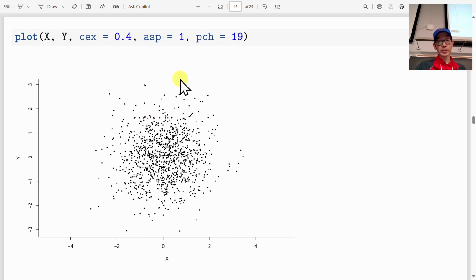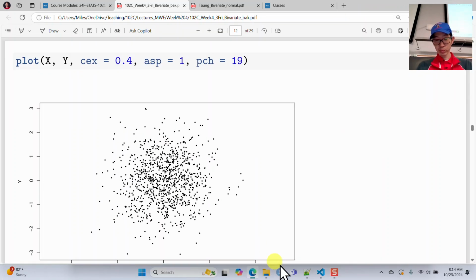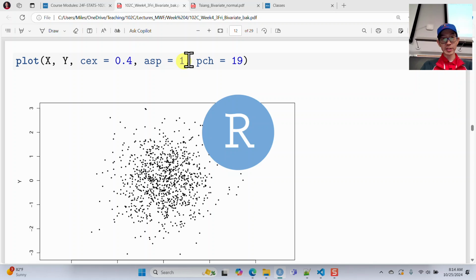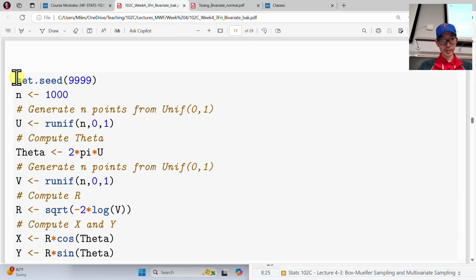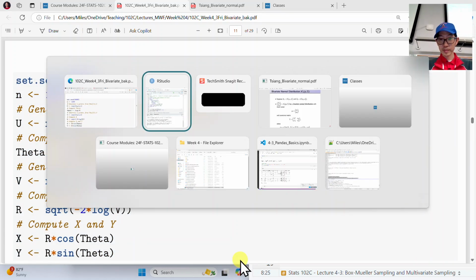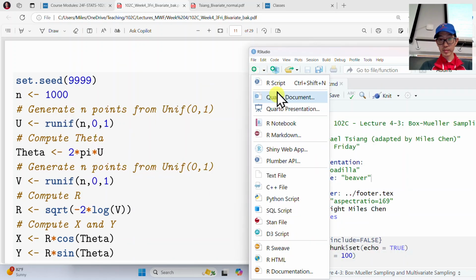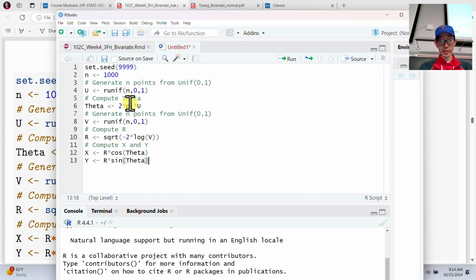And if I plot all of these, indeed, these look like the product of two standard normal random variables. I can also run this, and you can see that if you look at the plot of x and the plot of y.